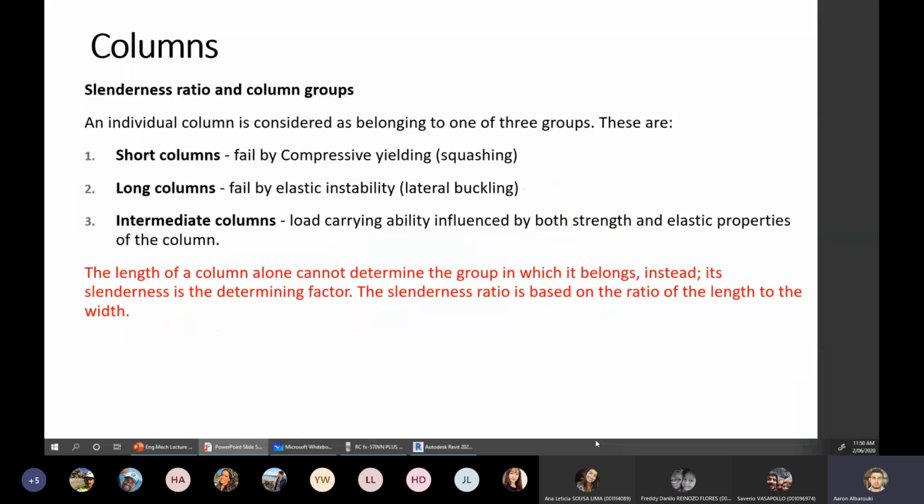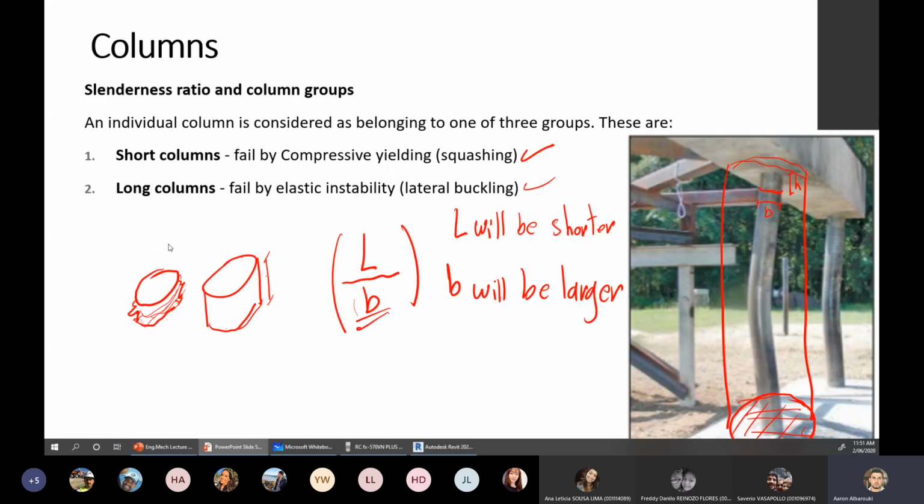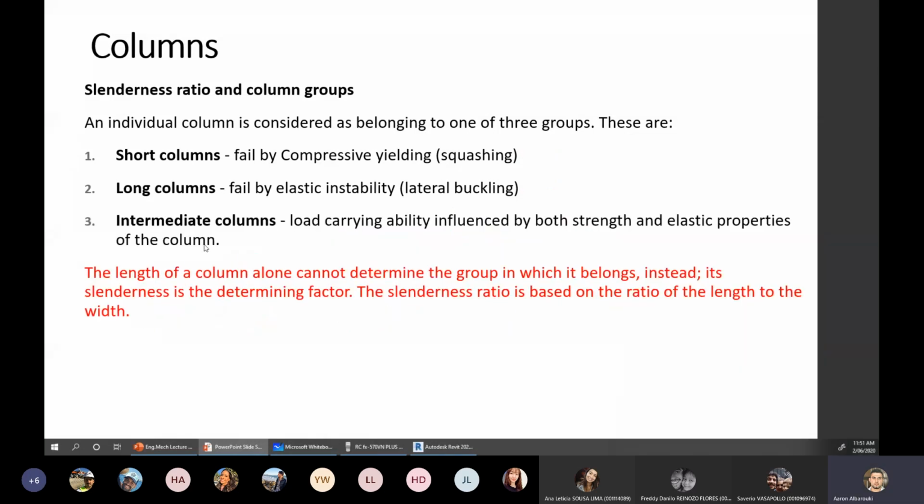Based on this, as we agreed, we classified our columns into two main types, either short columns or long columns. And we have an area in between them, which we call intermediate columns, where the column will fail in a combination of the two failures, buckling and crushing or squashing, at the same time. The column first will try to buckle, but after it buckles a little bit, straight away it starts squashing. This area here, we're not going to go too much into it. We will focus on these two so you understand the difference between the two.